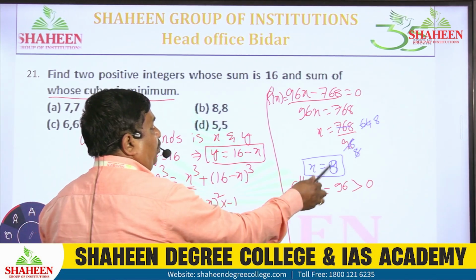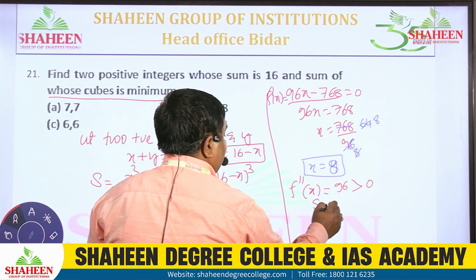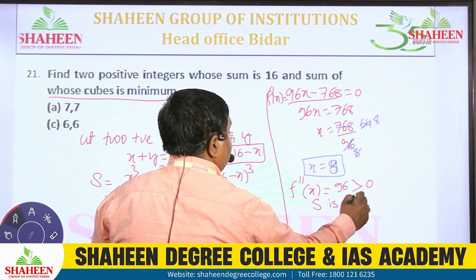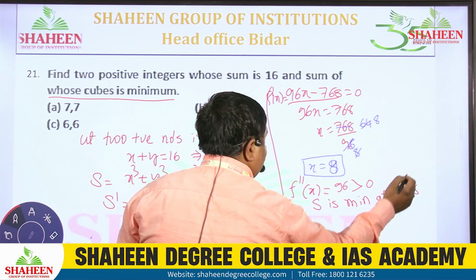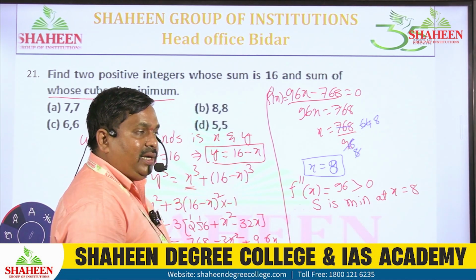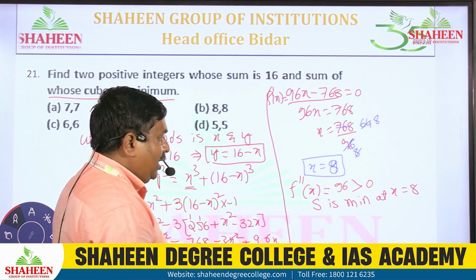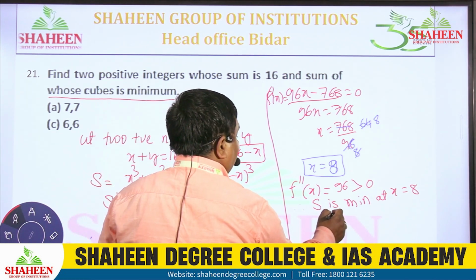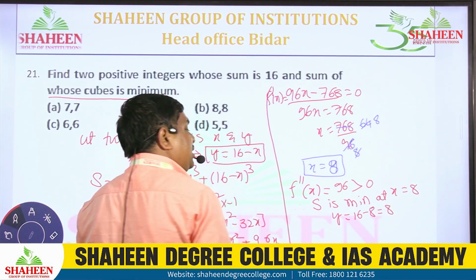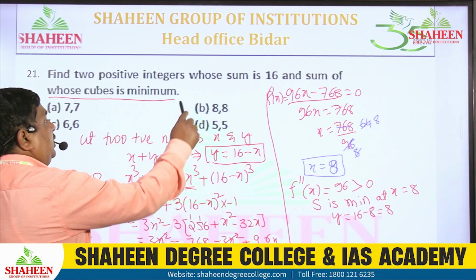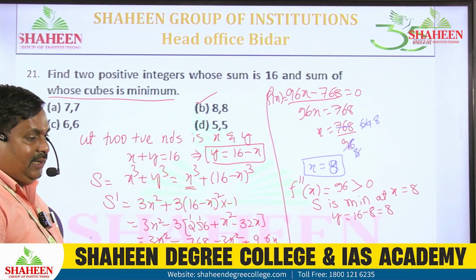If the second derivative is positive, then the sum is minimum because it is positive. The sum is minimum at x equal to 8. It is confirmed. Why is it confirmed? Because the second derivative is positive, then the sum is minimum. The sum is minimum at x equal to 8, then y is equal to 16 minus 8, which is equal to 8. x 8 and y 8 is the answer here.